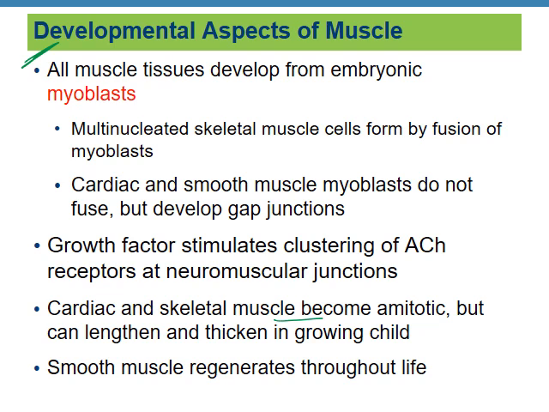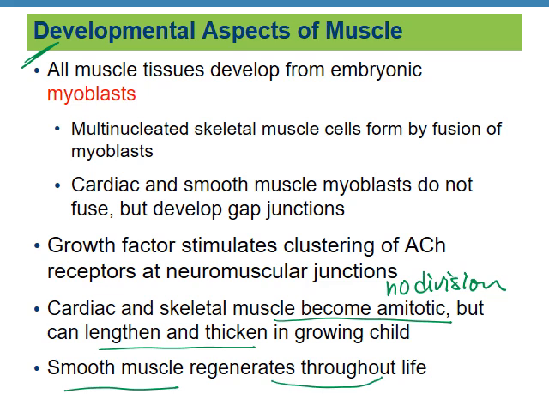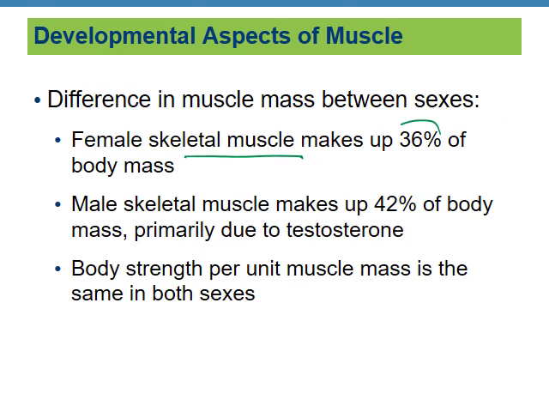Cardiac and skeletal muscle become amitotic. This means no division, but can lengthen and thicken. Smooth muscle regenerates throughout your lifetime. Female skeletal muscle mass is about 36%, where males is about 42%. This is primarily due to testosterone. So what makes male skeletal muscles grow larger than females? It's the amount of testosterone.